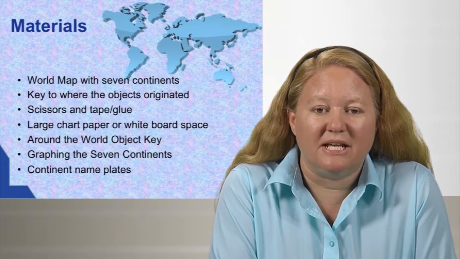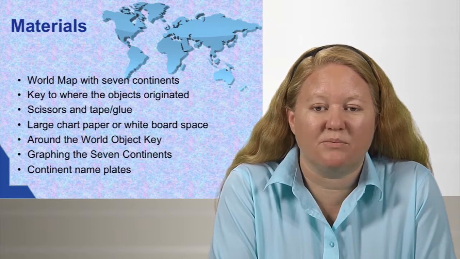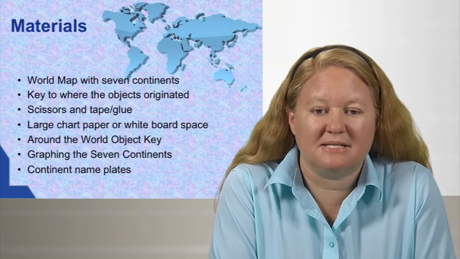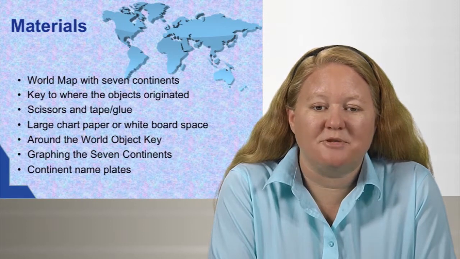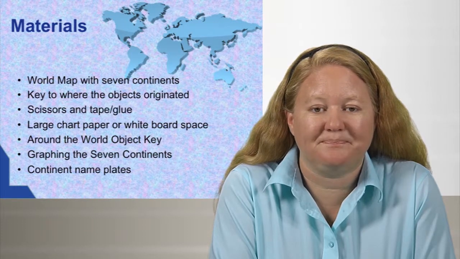The materials you need are a world map with 7 continents, a key to where the objects originated, which is provided as part of this lesson, scissors and tape or glue, large chart paper or a whiteboard space, a round-the-world object key, graphing the 7 continents, and continent nameplates included in this lesson.